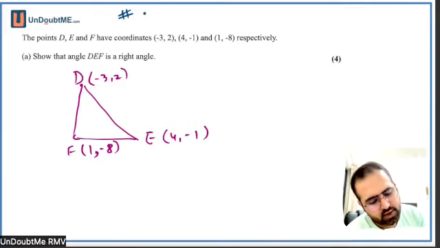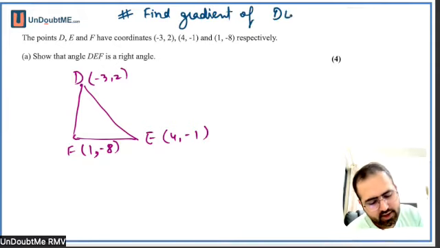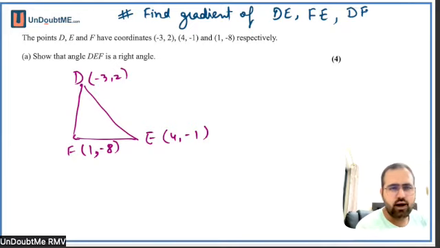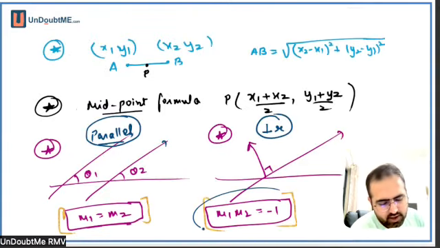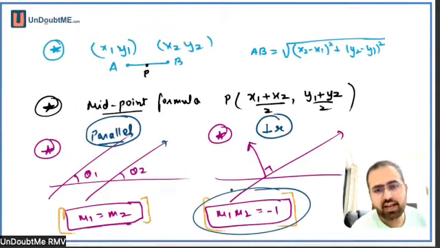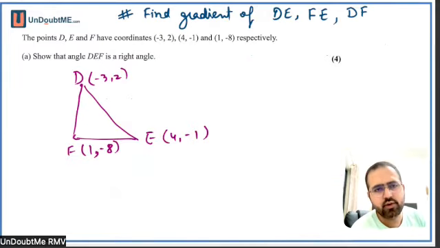Okay, so step number 1 is find the gradient of DE, FE, and DF. Okay. After finding those gradients, you will observe that two gradients, when multiplied, should give you the product as -1. If we get any two gradients like that, it will be proved that this is a right angle. Okay, like they're asking, show that DEF is a right angle.